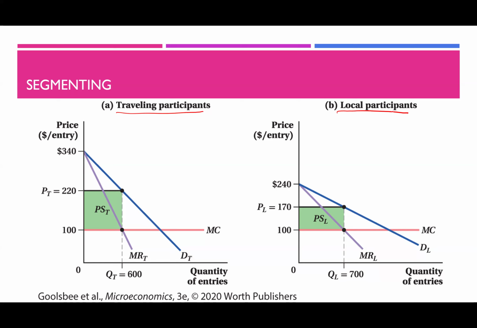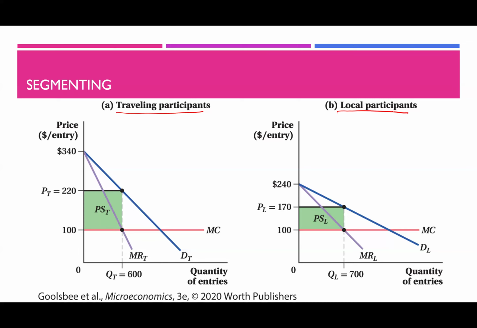Locals are going to be more aware of the geography of the city, how to get around, the best ways to get around, the cheapest ways to get around than someone who is a tourist, okay? And we can see the differences in their willingness to pay by the height and slope of their respective demand curves. And not slope, I should say elasticity, right? But we can kind of get it from the slope.